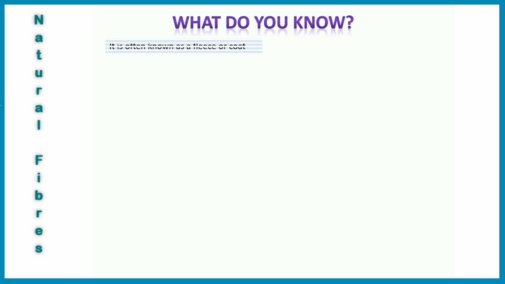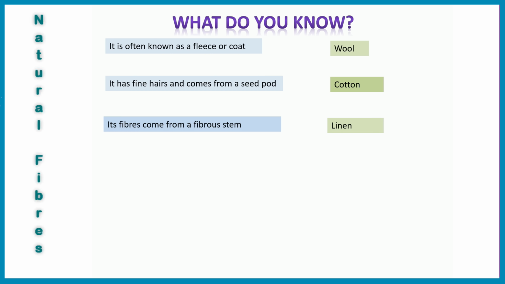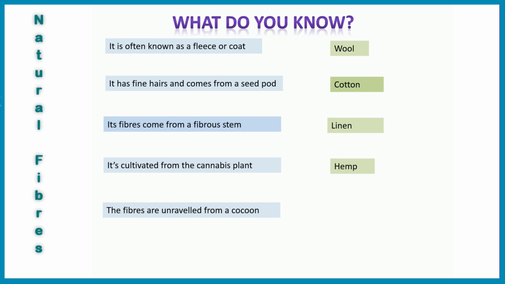So let's see what we know. This is like my school quiz, isn't it? It's often known as fleece or coat. And that, of course, we all know. It's wool. It has fine hairs and comes from a seed pod, and that is cotton. It comes from a fibrous stem. That has to be linen. It's cultivated from the cannabis plant, you'll never forget it. Hemp. The fibres are unraveled from a cocoon. Everyone will know. Silk, of course.